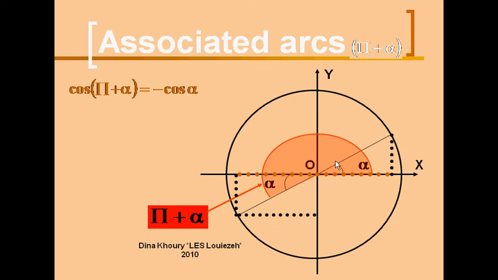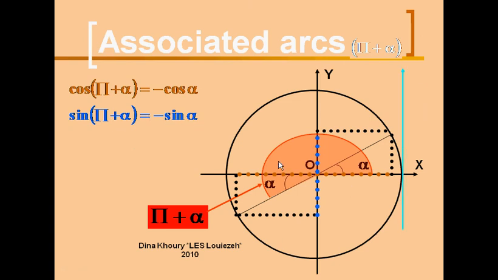When we project this point on the sine axis, we get this segment. And when we project this point on the sine axis, we get this segment. These two segments are equal in length since these two triangles are congruent. But if we look at each one, this segment is situated on the positive side of the sine axis, where this one is found on the negative side of the sine axis. So the relationship between them is sine pi plus alpha equals minus sine alpha.